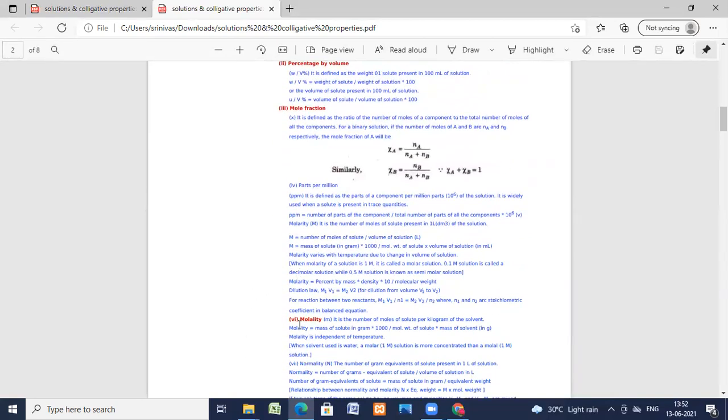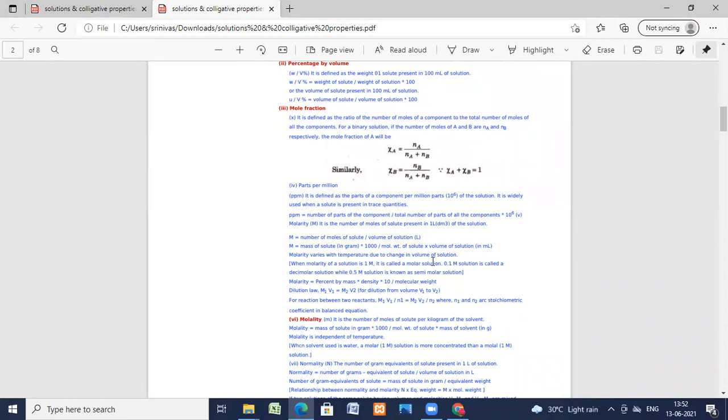Next, what is molarity? Molarity is denoted by M, where W is the mass of the solute. M is equal to W by capital M into 1000 by V in ml. The number of moles of solute in 1 liter of the solution is called molarity. When the molarity of the solution is 1 M, it is called a molar solution.